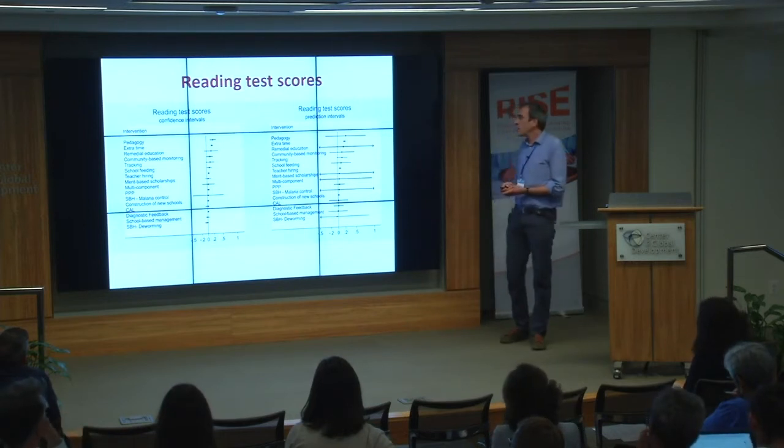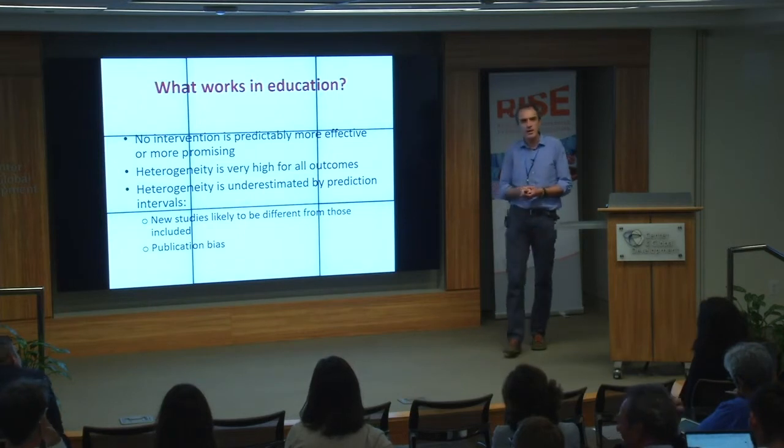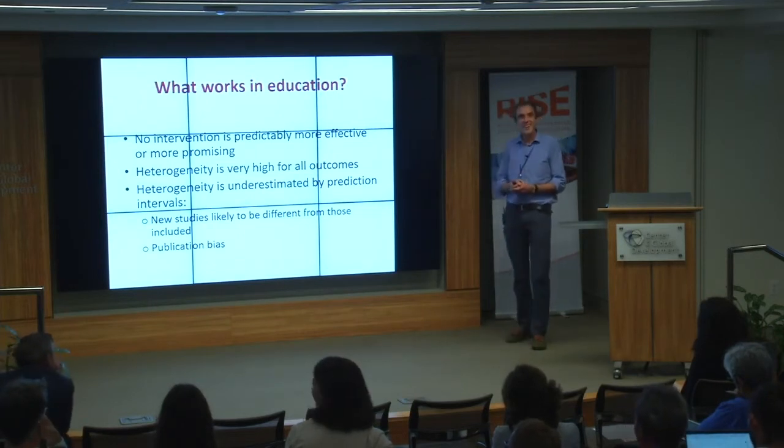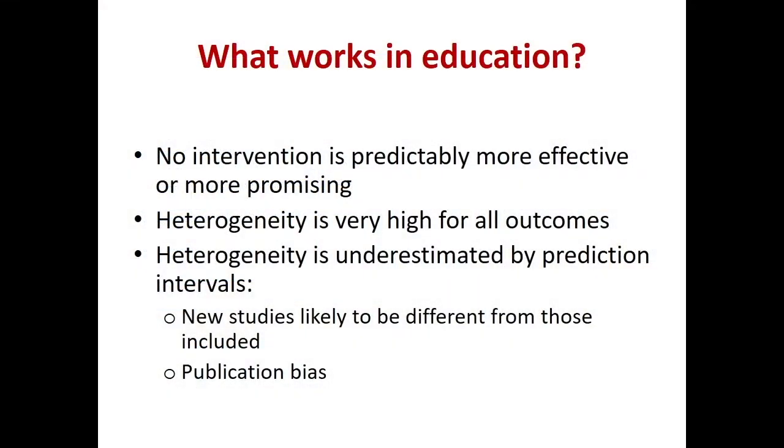So in conclusion, what can we say about what works in education? Well, based on the charts using prediction intervals, I think you can't say that any intervention is predictably more effective than others, right? We can also say there is a huge heterogeneity of effects.